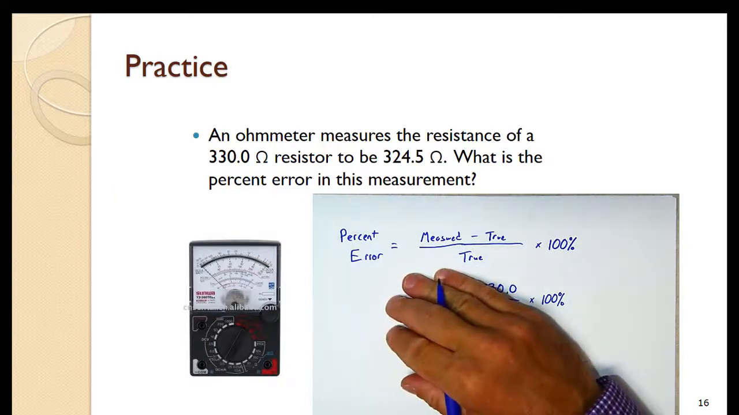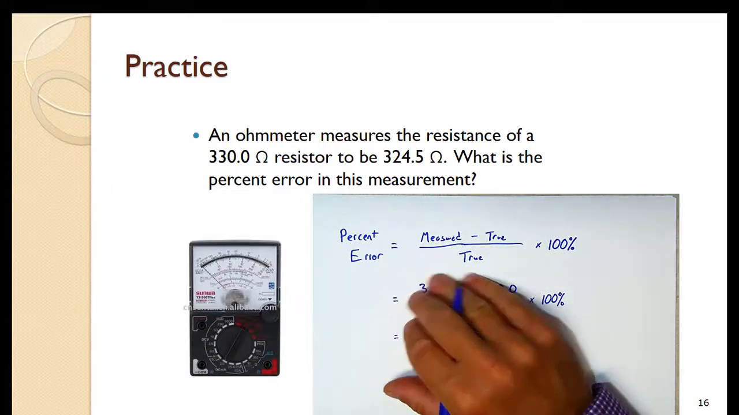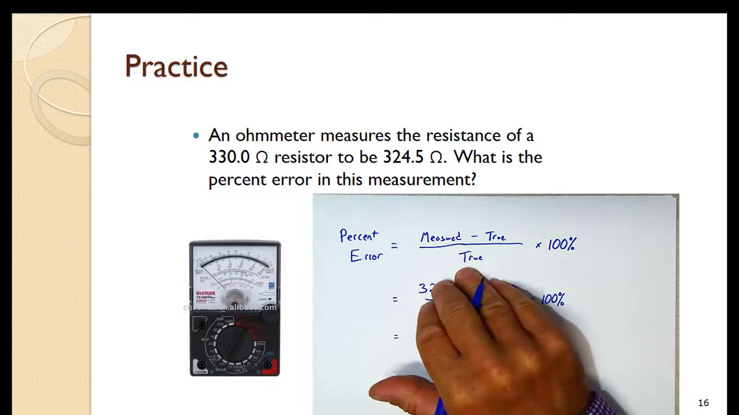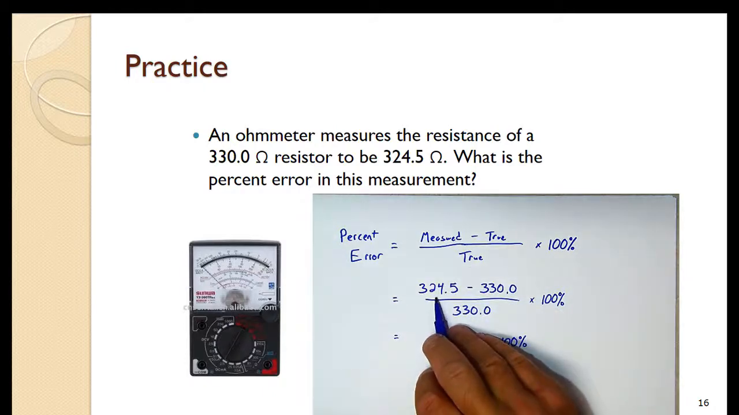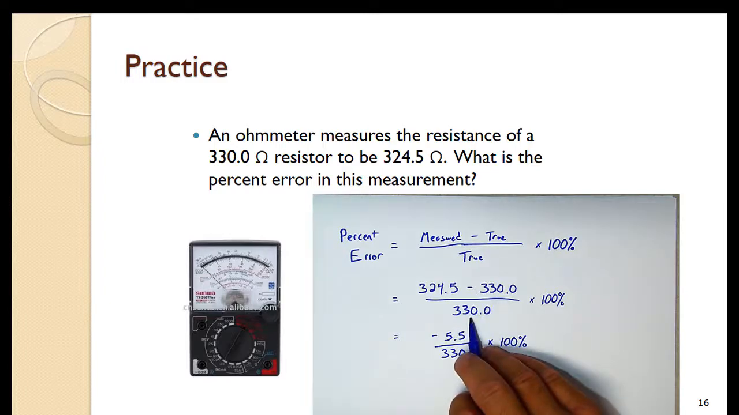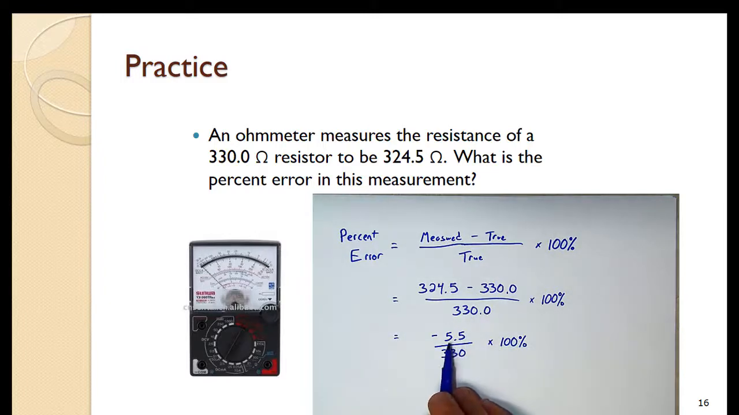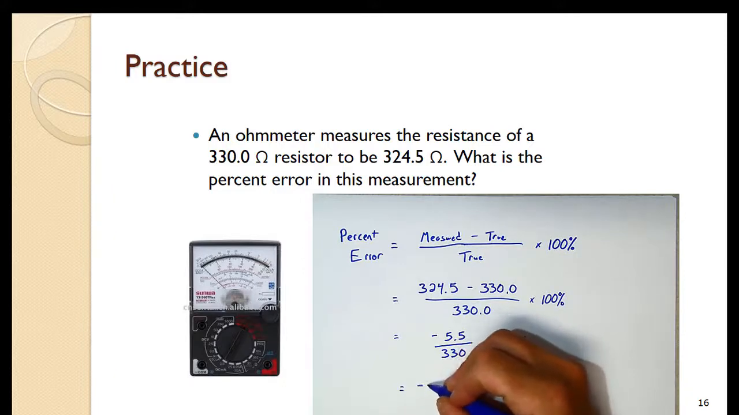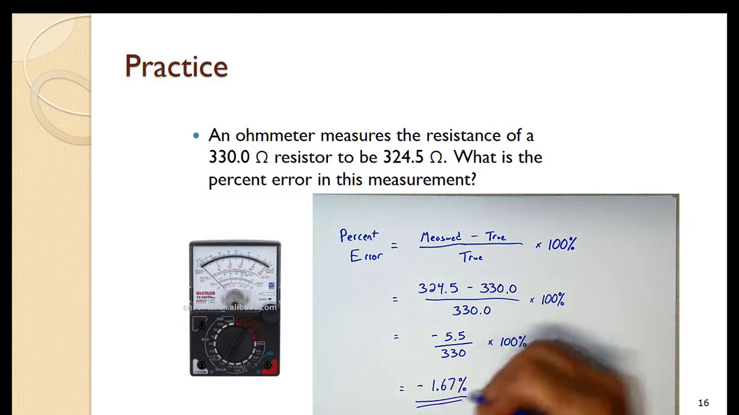Okay, well, we know that percent error is the measured value minus the true value divided by the true value. We can put in our values. Our measured value is 324.5 minus 330 divided by the true value of 330. That tells us that we are underreporting, or we're failing to report 5.5 ohms out of the 330. Divide those according to our formula and multiply by 100. And you end up with negative, because we are underreporting after all, 1.67% error.